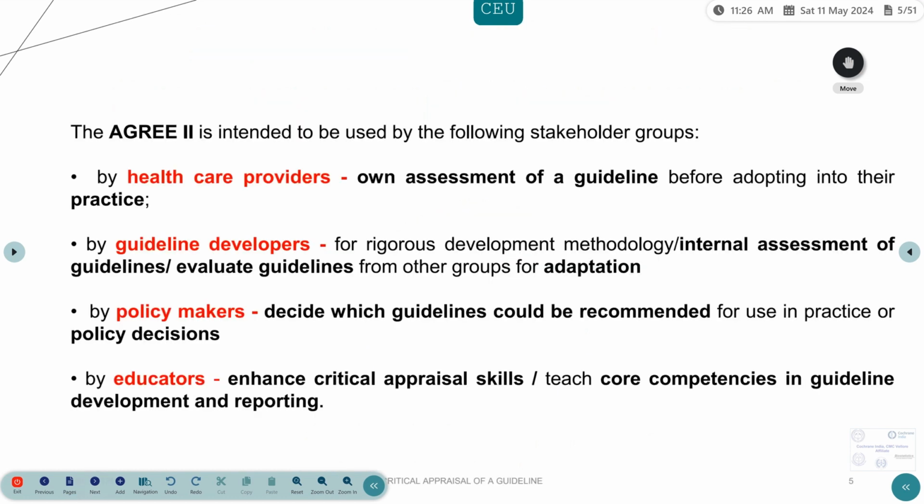So AGREE, who can use it? It could be a healthcare provider who wants to do his own assessment like us probably, and guideline developers, like people who are actually writing down guidelines as to what all is necessary to be incorporated into forming a guideline. Policy makers like government people and even institutional people, and educators like this session where we are trying to help people understand how to use this tool.